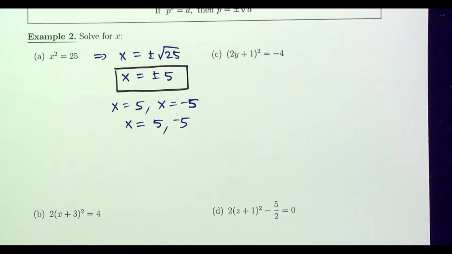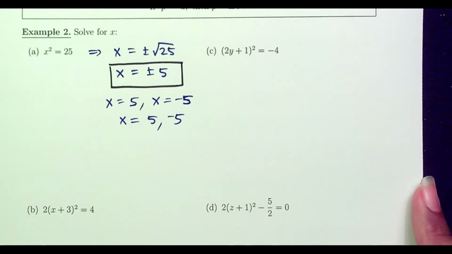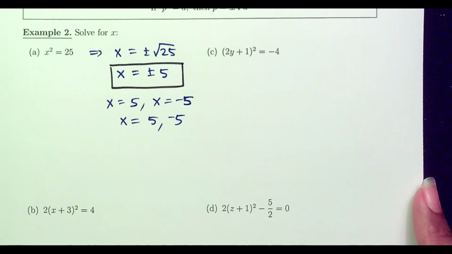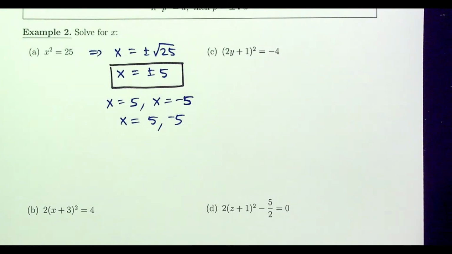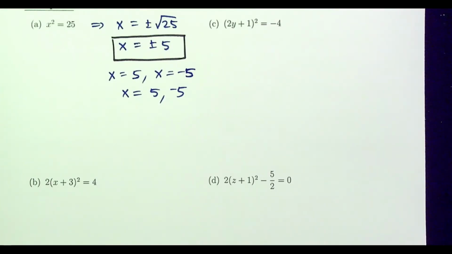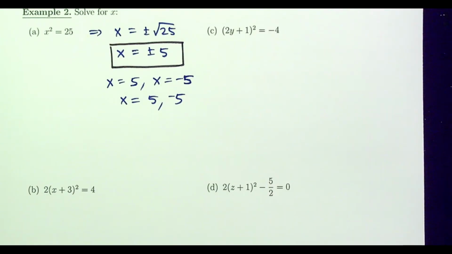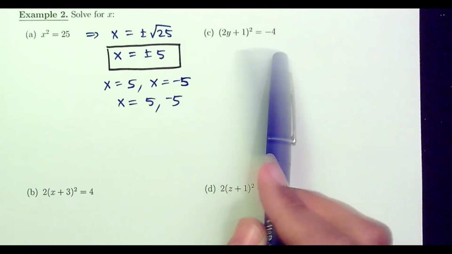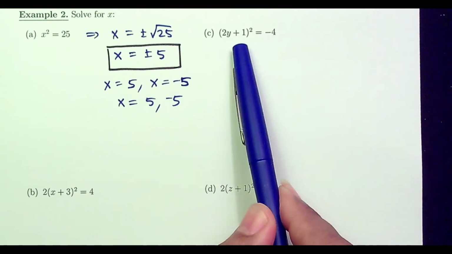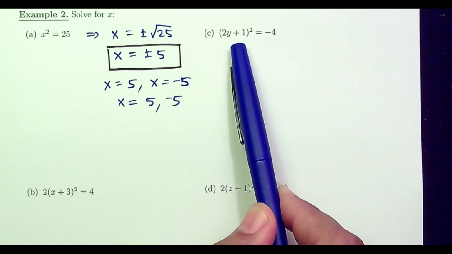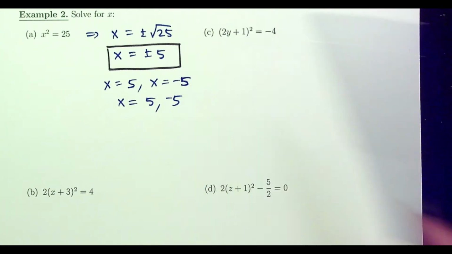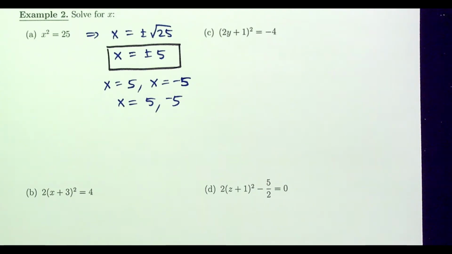Okay, and that's it. Just take the square root on both sides and put plus or minus on one side and then simplify. So let's do another one. Let's do this one right here. That one says (2y plus 1) squared equals negative 4. So you see in this one also there's two terms. There's one term on the left, one term on the right, and one of them is squared. So this is good for applying the square root property.